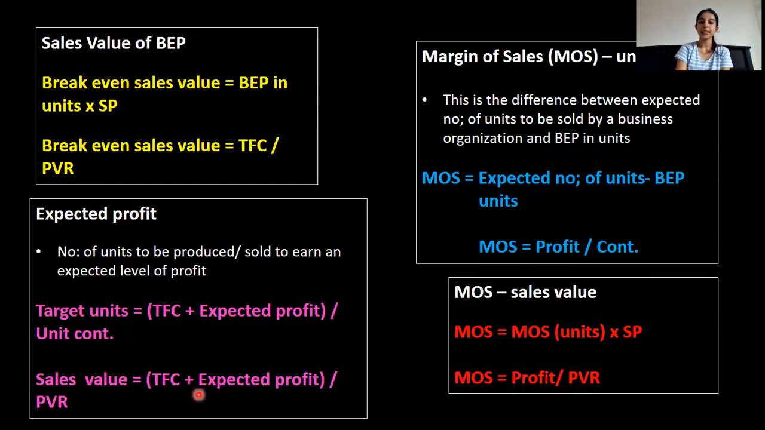Another important concept is the expected profit, that is, the number of units to be produced or sold to earn an expected level of profit. For target units, the equation is total fixed cost plus the expected profit divided by the unit contribution. And the sales value of this we can get directly: total fixed cost plus the expected profit divided by PVR ratio.